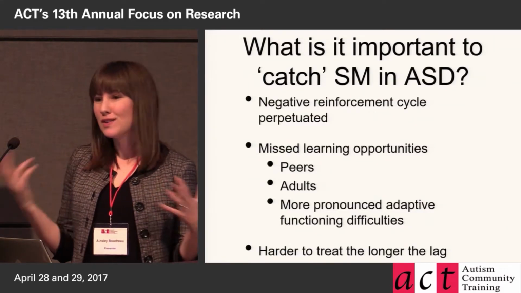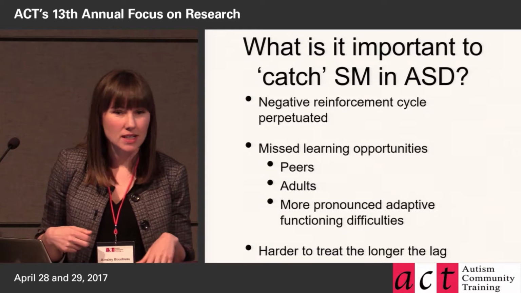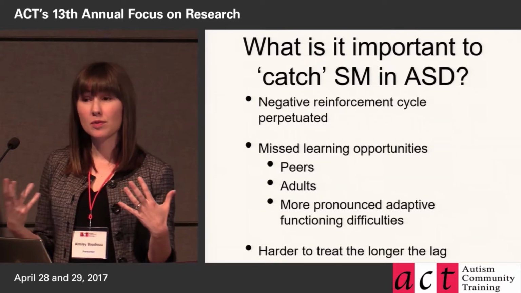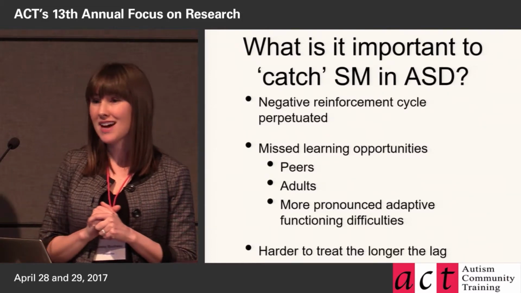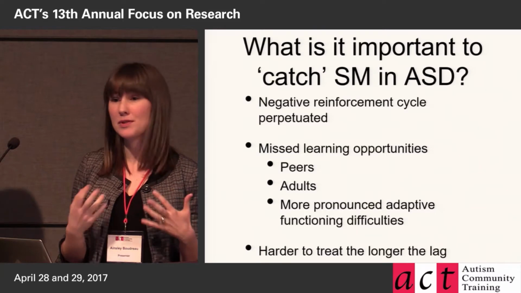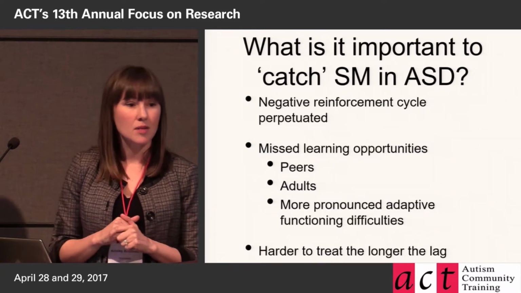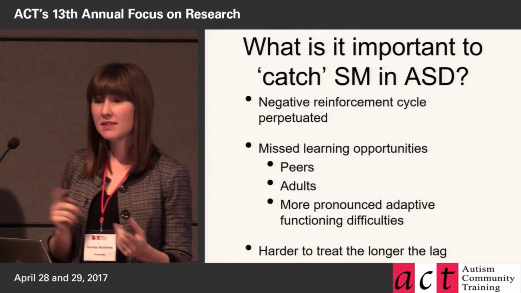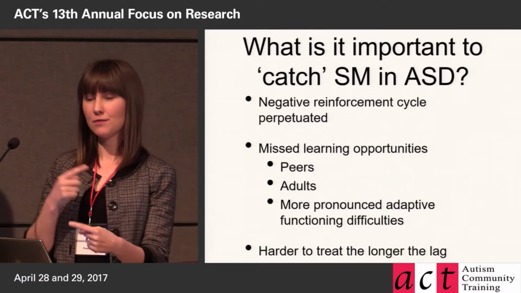So why am I even here talking about this? Why do I think it's something we want to even pay attention to? We know from the general literature on selective mutism that this is something that just doesn't go away, that you need treatment. Some people think, oh, they're just shy and they'll grow out of it. It turns out you need to target it in order for it to get better.